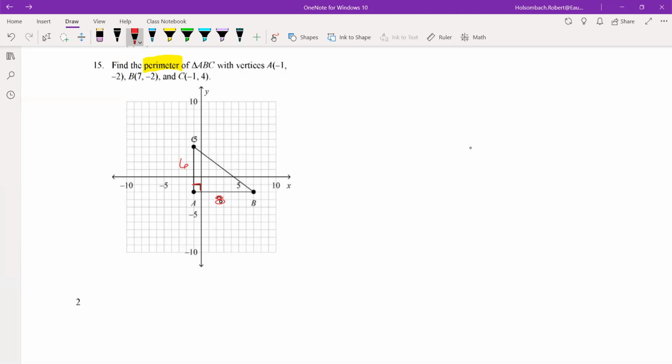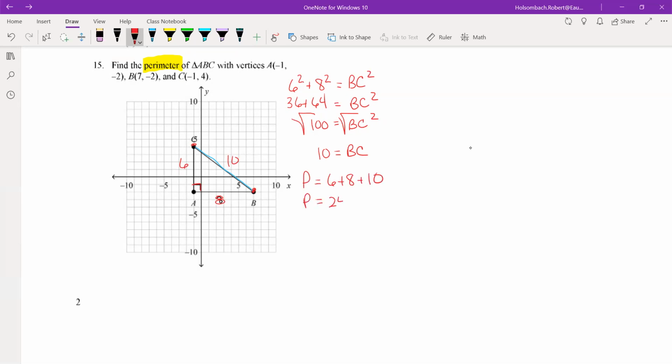So that means we can use the Pythagorean theorem to find this third side, this blue side right here. So 6 squared plus 8 squared is going to be equal to BC squared. BC is this blue side. So 36 plus 64 equals BC squared, so 100 equals BC squared. If you square root both sides of the equation, then 10 is equal to BC. If 10 is equal to BC, then the perimeter is equal to 6 plus 8 plus 10. So your perimeter is equal to 24.